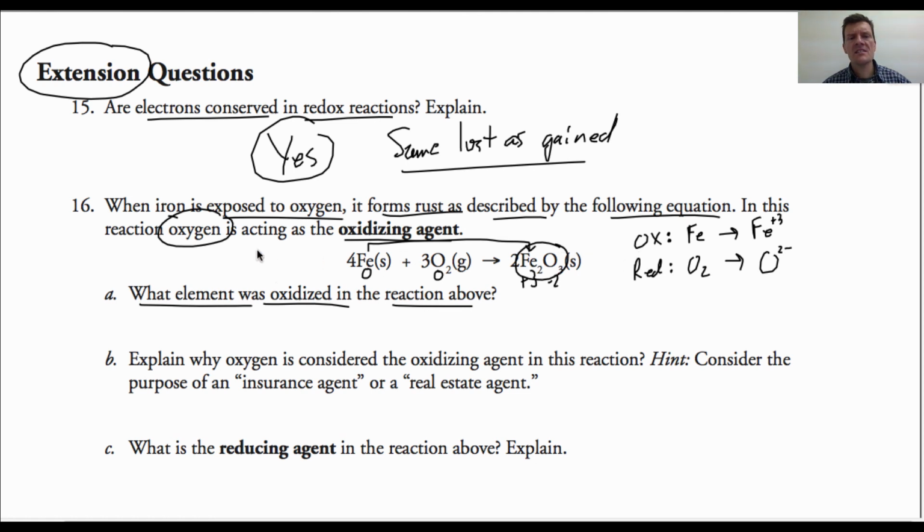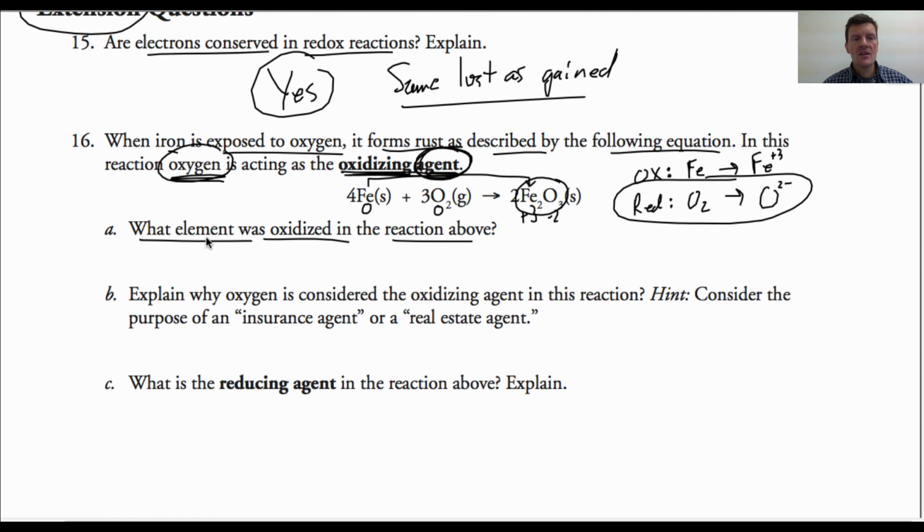So wait a second, why is the oxygen called the oxidizing agent if it is being reduced? Well, it's just a term. You just have to realize this agent word right here is going to alter a little bit the significance or the meaning of what we're talking about when we're talking about an oxidizing agent. So think about it this way. The element that is being oxidized is actually the iron. Okay? Oxygen is considered the oxidizing agent. Agent is the key word here in this reaction.